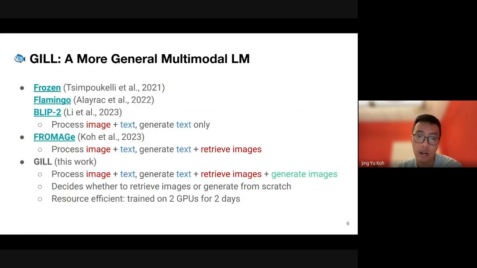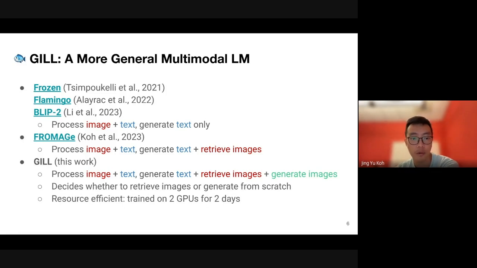Gill is obviously not the first multimodal language model. There have been a few approaches towards this. The Frozen paper from 2021 was one of the first approaches to ground text-only language models with images. It showed the ability to process image and text inputs and generate text. Flamingo was a scaled-up version of Frozen with new architectural tweaks, and Flamingo exhibits state-of-the-art performance on many multimodal tasks at the time it was released. BLIP-2 was also a recent paper that can, again, process images and text, but generate text.